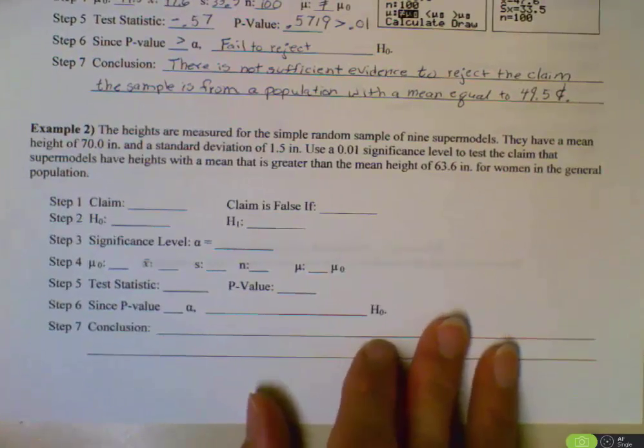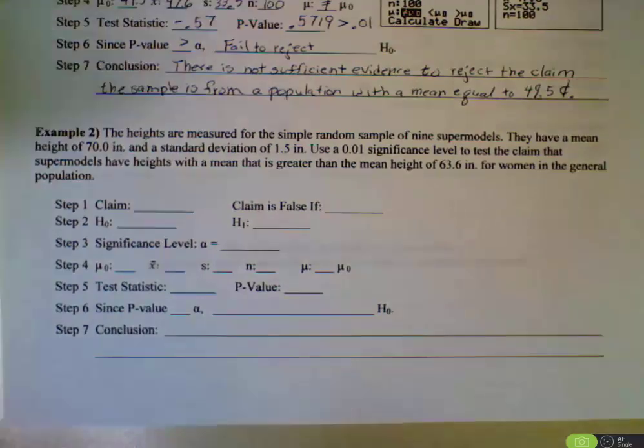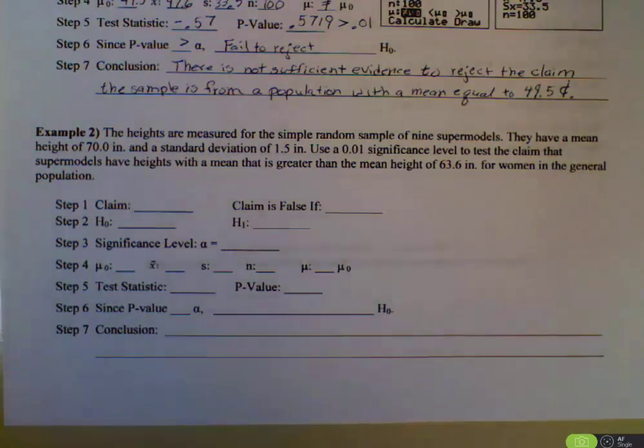The heights are measured for a simple random sample of 9 supermodels. Now, why is a sample size of 9 sufficient for conducting this hypothesis test? We were told in the beginning to assume that all the populations were normally distributed, and that's why we can use a sample size of 9. Our 9 supermodels had a mean height of 70 inches and a standard deviation of 1.5 inches.